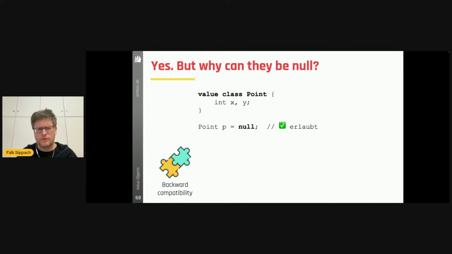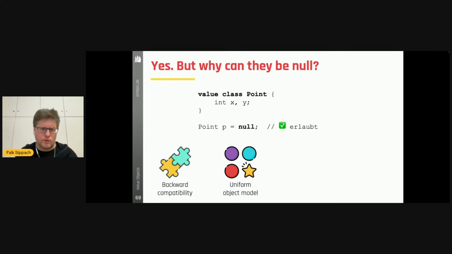Java is still backward compatible, or should be, and the class point could have an interface which it implements, and there could be a non-value class or an identity class which also implements the interface, and for a reference of this interface type, the different implementations should behave the same. So it can't be that the one is null and the other one not. So backward compatibility is still a problem.